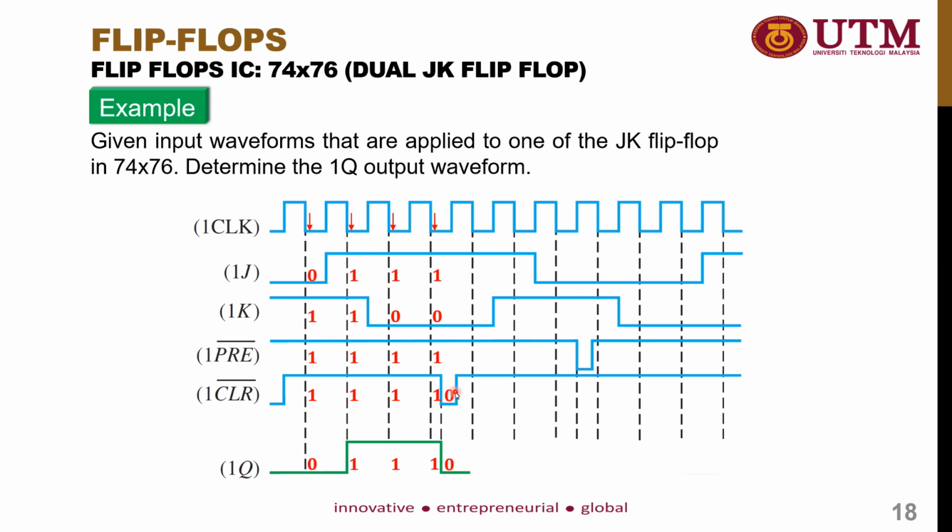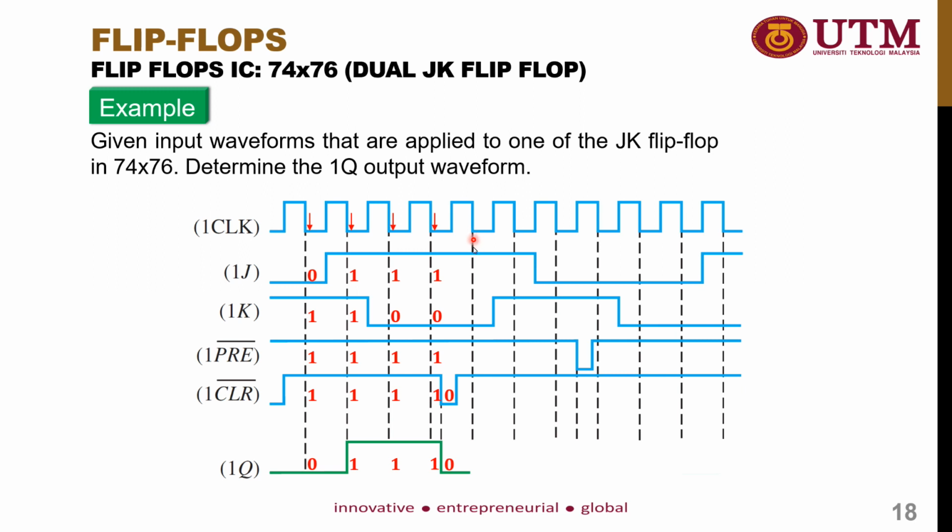And when the PRE bar is set to 1 and CLR bar is set to 0, the flip-flop will enter the reset mode until it reaches the falling edge again. So this state will retain until it reaches the next falling edge. So this is where the next falling edge happens.